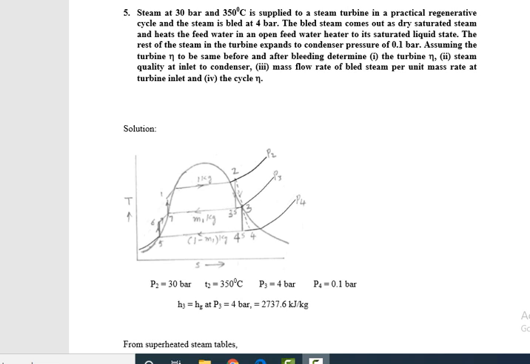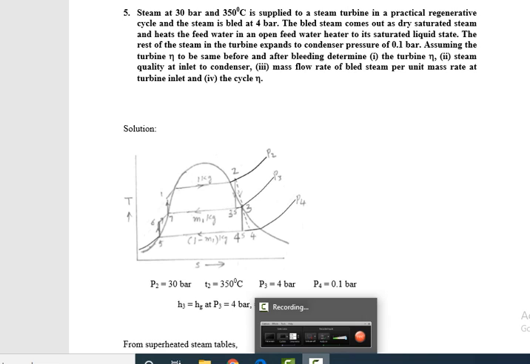Then we discuss the open feed water heater. An open feed water heater, that is the direct contact water heater, is basically a mixing chamber where the steam extracted from the turbine mixes with the feed water exiting the pump. Ideally, the mixture leaves the heater as a saturated liquid at the heater pressure.